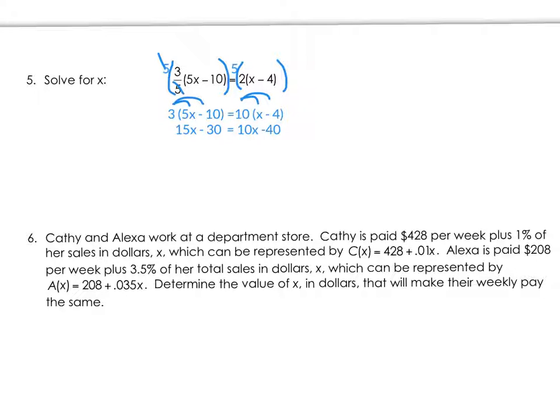So when I do that, I get my 15x minus 30 equals 10x minus 40. Now I want to bring the smaller x over, so 10 is less than 15, so I'm going to subtract 10x from both sides, and then that gives me 5x minus 30 equals negative 40, and now I need to get the constant over to the other side, so I'm going to add 30 to both sides, which gives me 5x equals negative 10, and then lastly, to get x by itself, I need to divide by 5 on both sides, which will then give me my final answer of x equals negative 2.